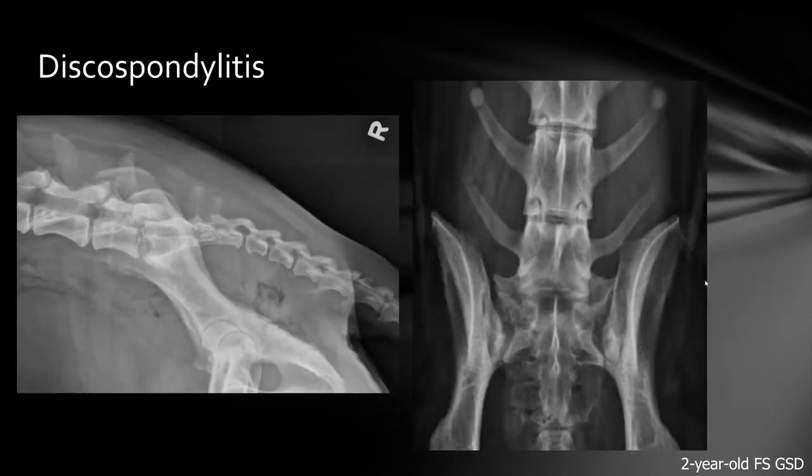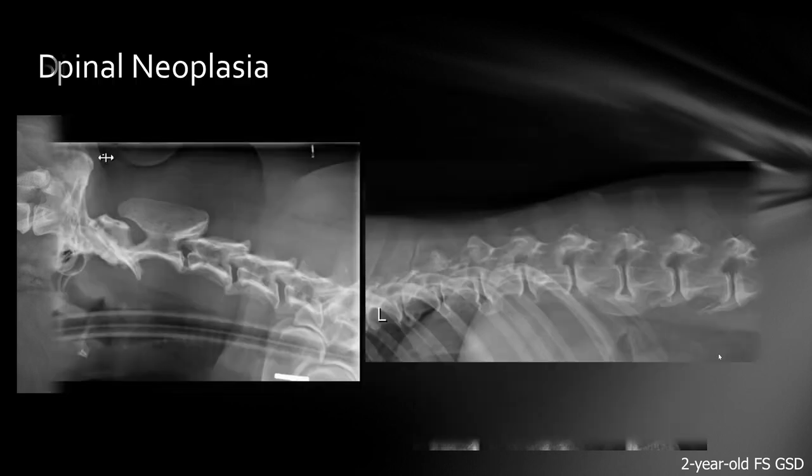We will talk about inflammatory disorders. This is an example of discospondylitis, so infection, inflammation of the vertebral end plates with erosion of the end plates, resulting actually in some instability at this level with lumbosacral subluxation. We will talk more about that.